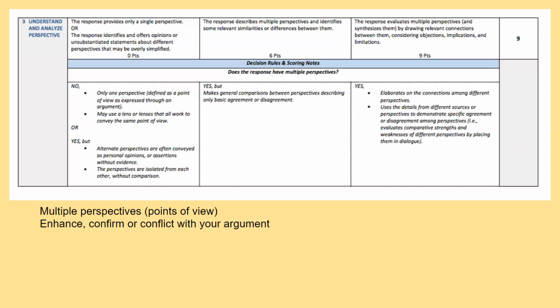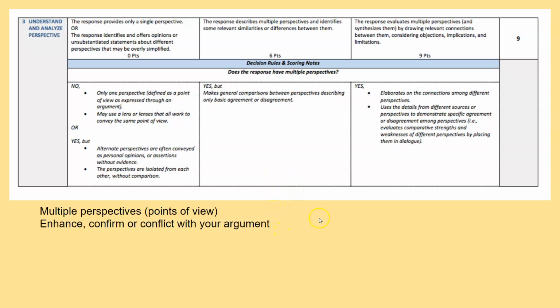Make sure you're looking at different perspectives, not just one, and making your argument from those perspectives. These perspectives either enhance or confirm your own argument or conflict with your argument, right? Because you have to have that counter argument in there. So make sure that it elaborates on the connections among different perspectives and uses details from different sources or perspectives to demonstrate a specific agreement or disagreement among the perspectives, right? So that's what we're trying to do. You are making an argument, this one. It is not a report. You are arguing your own perspective using the research that you've done, all right?